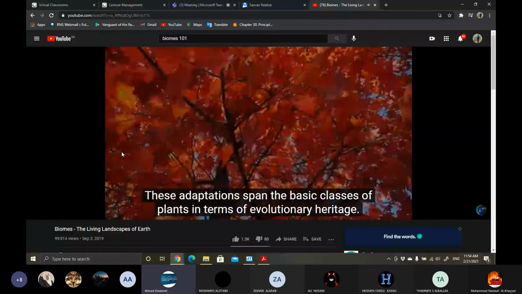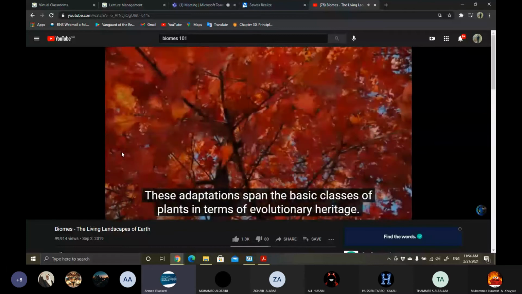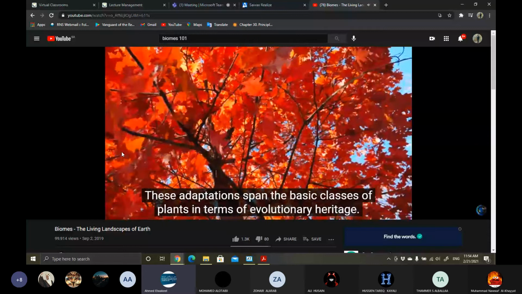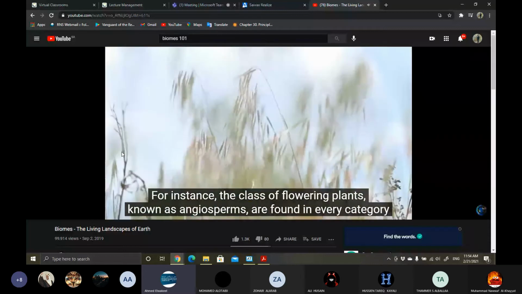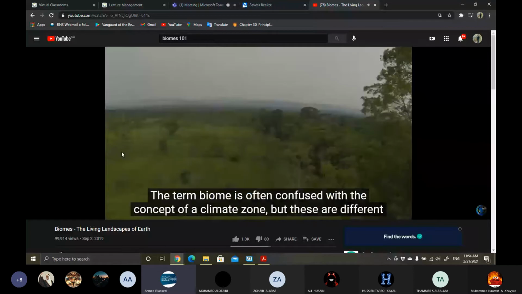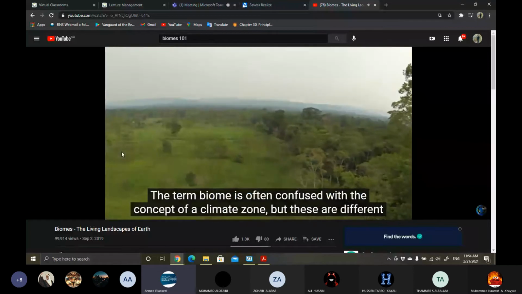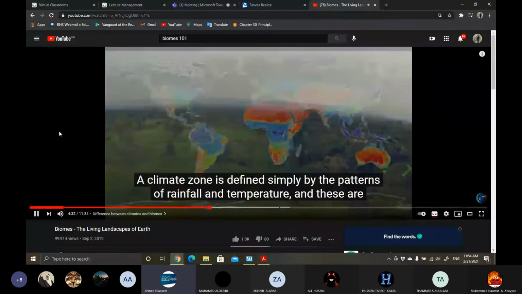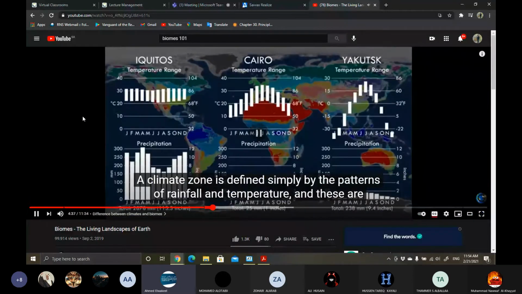These adaptations span the basic classes of plants in terms of evolutionary heritage. For instance, the class of flowering plants known as angiosperms are found in every category as just described. The term biome is often confused with the concept of a climate zone, but these are different in nature. A climate zone is defined simply by the patterns of temperature and rainfall. So each place on the planet has its own climate zone and its own feature.